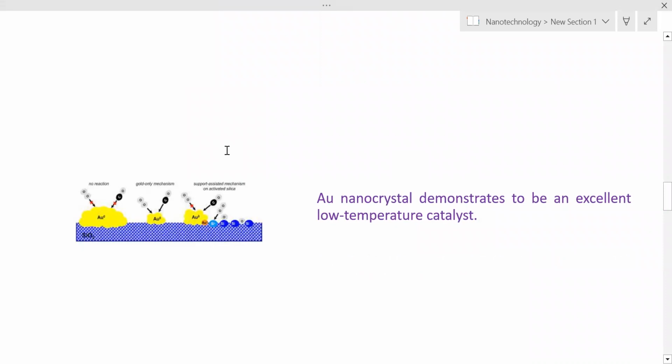Another phenomenon is that bulk gold doesn't exhibit any catalytic properties. Whereas when gold is reduced to nano size, gold nanocrystals are excellent low temperature catalysts. For example, on a SiO2 substrate, CO oxidation takes place, and the gold nanoparticles act as a catalyst for CO oxidation.